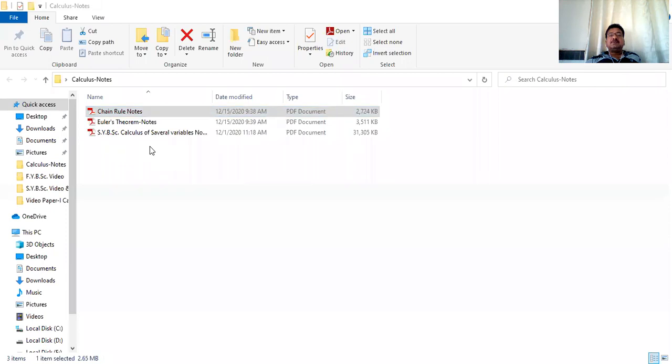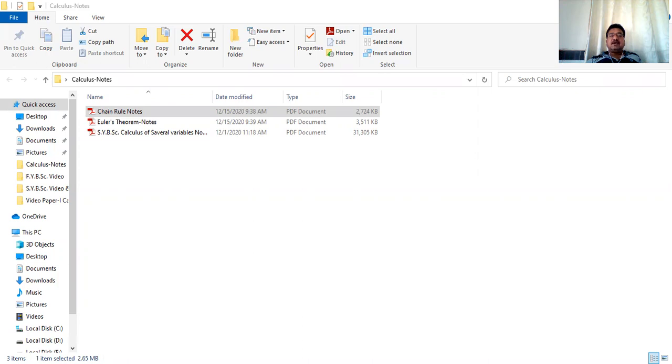Some more problems are here. Solve these problems as an exercise. So this is the problem. z is f of y plus x and g of y minus x. Then prove this.